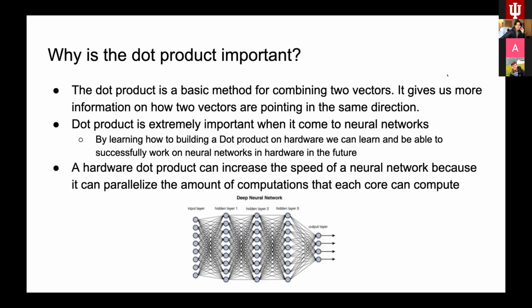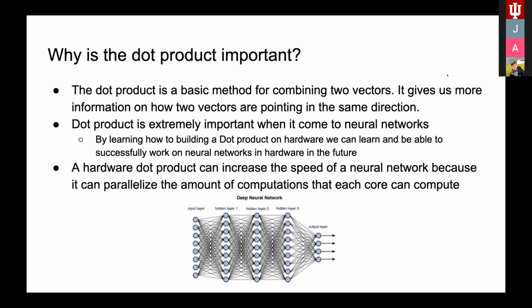So why is this important? The dot product is the basic method for combining two vectors and giving more information on how two vectors are pointing in the same direction. Dot product is extremely important when it comes to neural networks. By learning how to build a dot product on hardware, we can better be successful at working on neural networks and hardware in the future.